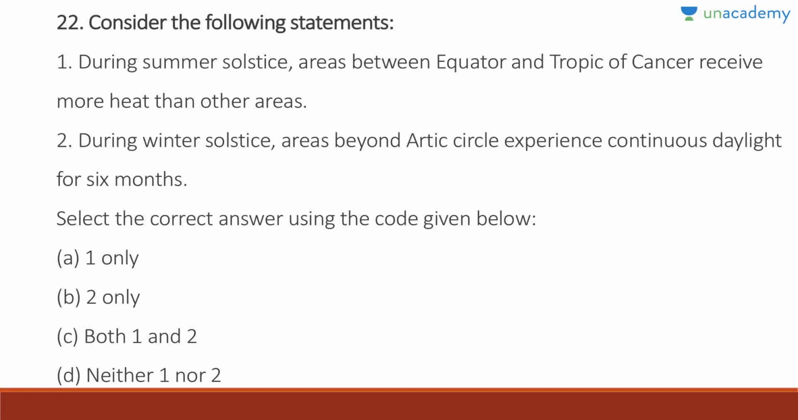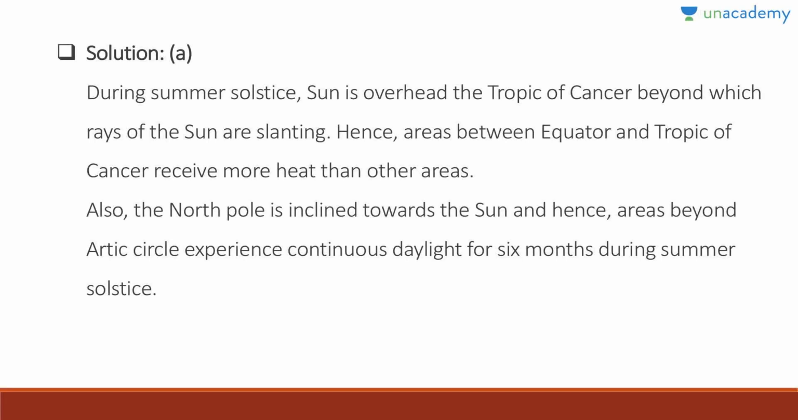Okay. Question number 22. Consider the following statements. During summer solstice, areas between equator and Tropic of Cancer receive more heat than other areas. This is correct. During winter solstice, areas beyond Arctic Circle experience continuous daylight for 6 months. This is wrong. So answer here is A, only one. During summer solstice, the sun is over the Tropic of Cancer, beyond which the rays of the sun are slanting. Hence, areas between equator and Tropic of Cancer receive more heat. North Pole is inclined toward the sun, and areas beyond Arctic Circle experience continuous daylight for 6 months during summer solstice, and Antarctic Circle during winter solstice. So second statement is wrong.